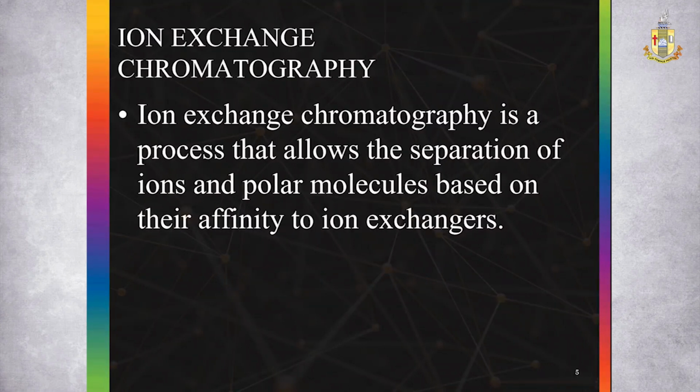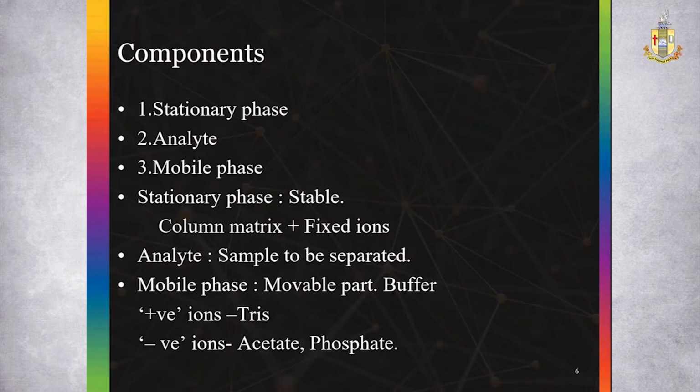Ion exchange chromatography is used to separate charged particles or polar molecules. Based on their affinity, they are separated. It depends on the pH of the analyte. The analyte is nothing but the sample to be separated. This technique is used to separate the charged particles. In all chromatography, 3 important components are there. They are stationary phase, analyte and mobile phase. But the materials used will vary according to the types of chromatography.